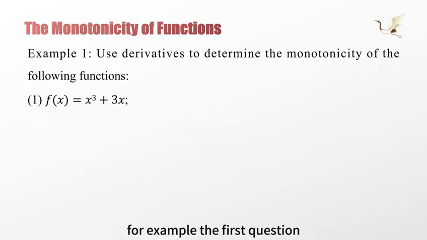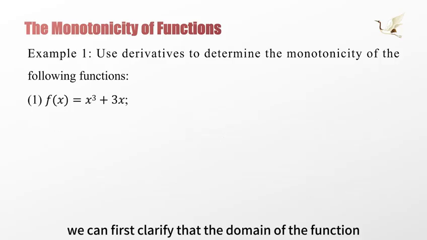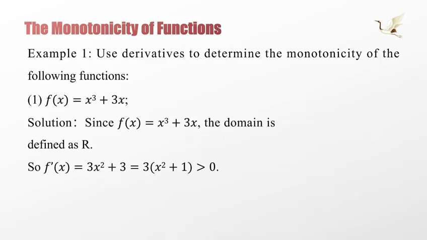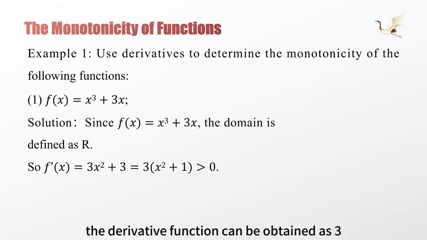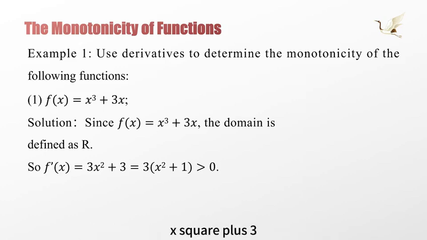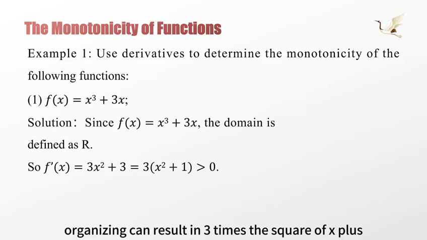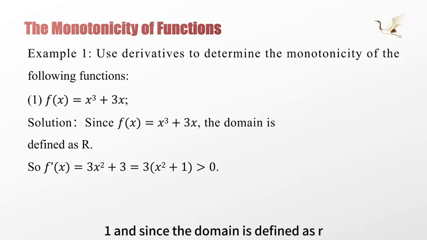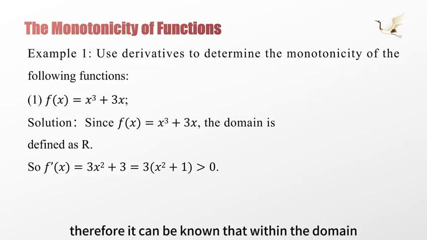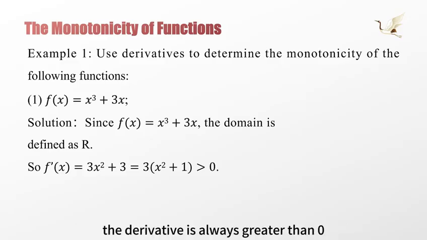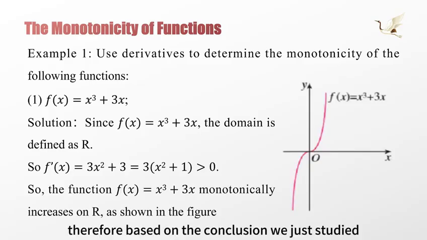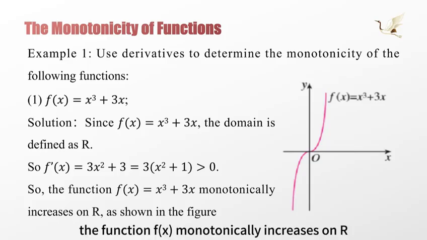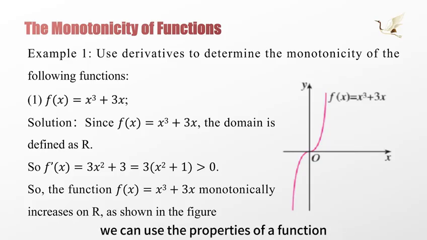For example, the first question. Because f(x) equals x cubed plus 3x, we can first clarify that the domain of the function is R. Taking the derivative, we obtain 3x squared plus 3. Organizing gives 3 times (x squared plus 1). Since the domain is R, within the domain the derivative is always greater than 0. Therefore, based on the conclusion we just studied, the function f(x) monotonically increases on R. We can use the properties of the function to roughly draw its schematic diagram, as shown in the figure.